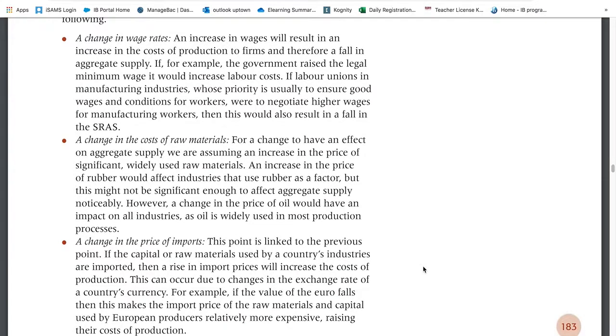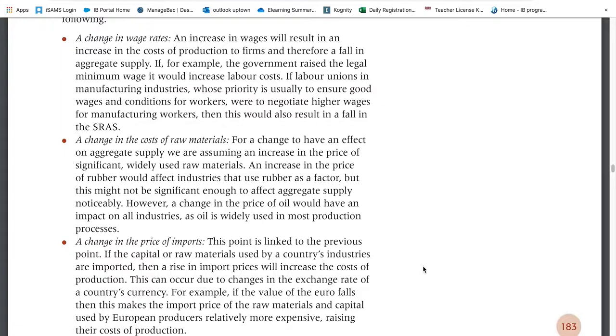A change in wage rates will cause a shift. An increase in wages results in an increase in the costs of the firm's production. Therefore, there's a fall in the aggregate supply. For example, if the government raised the legal minimum wage, that would increase the labor costs.